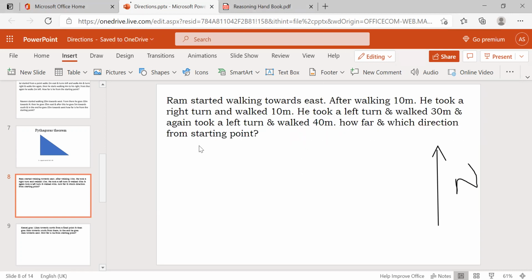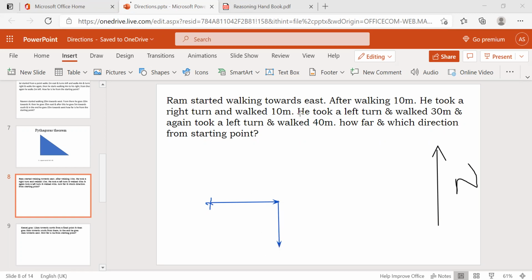Clear. Now, how are we going to do this? Same as what we learned in the previous classes, we are going to apply here also. From north, think this is the origin point. This is the north side, right? He started first towards east, and how many meters? 10 meters. Then he took a right. What's the right of east? It's nothing but south. And he walked again 10 meters.